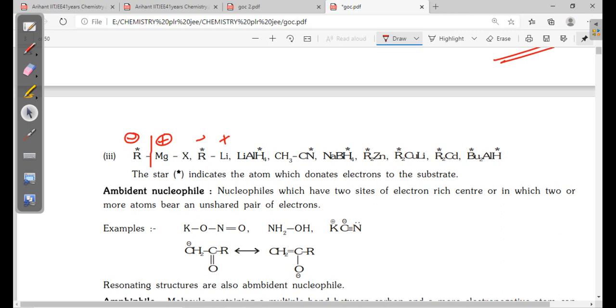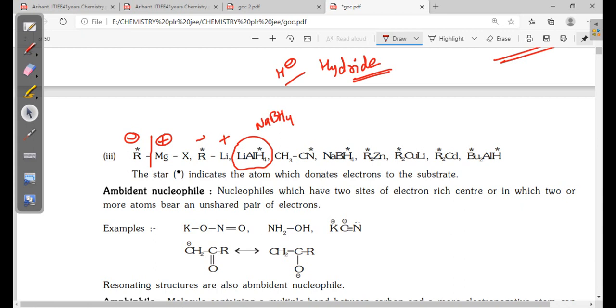Here is a special case: lithium aluminum hydride and sodium borohydride. In these cases, hydrogen acts as the nucleophile, releasing as H minus. It is a hydride ion. What is this? Hydride, H minus. Generally H is always plus, but here this hydrogen is connected with metals. In that case, hydrogen is present as H minus, which is known as hydride.